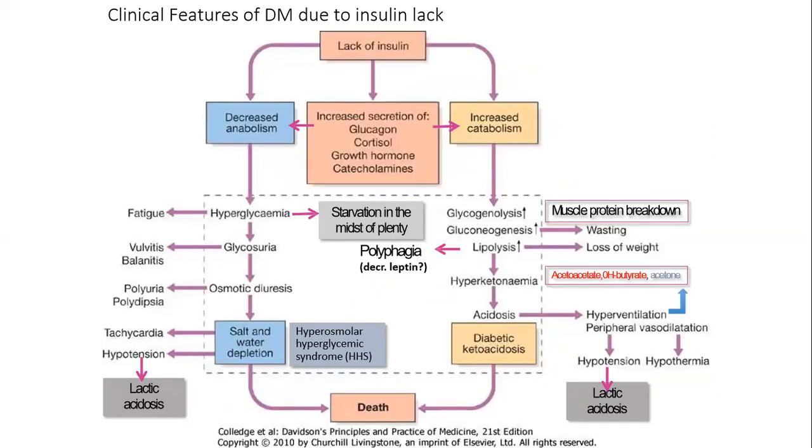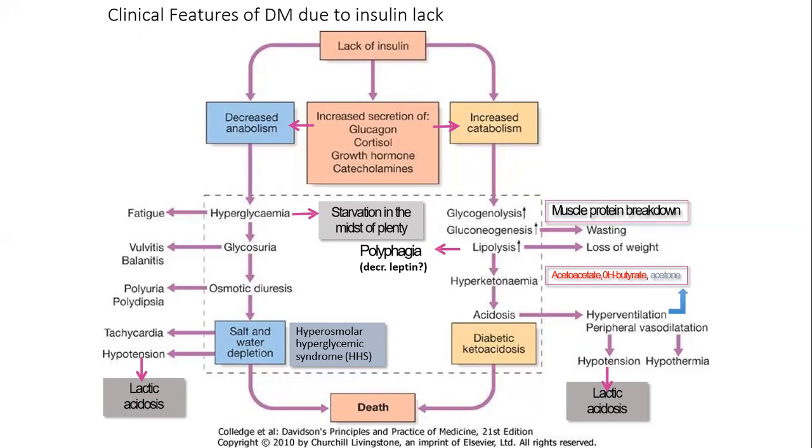So the clinical features of diabetes due to lack of insulin in this type of patient is that there is decreased anabolism in the body resulting in hyperglycemia, and the patient will manifest with fatigue. The patient will pass a lot of urine with sugars. This will result in colitis and bronchitis.